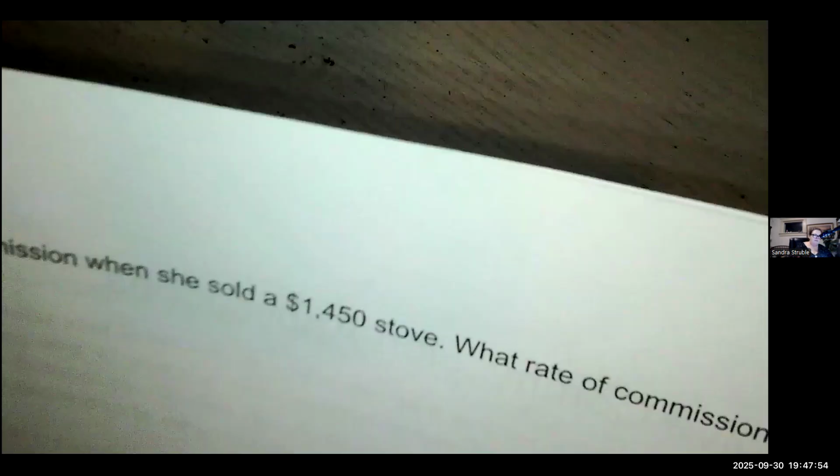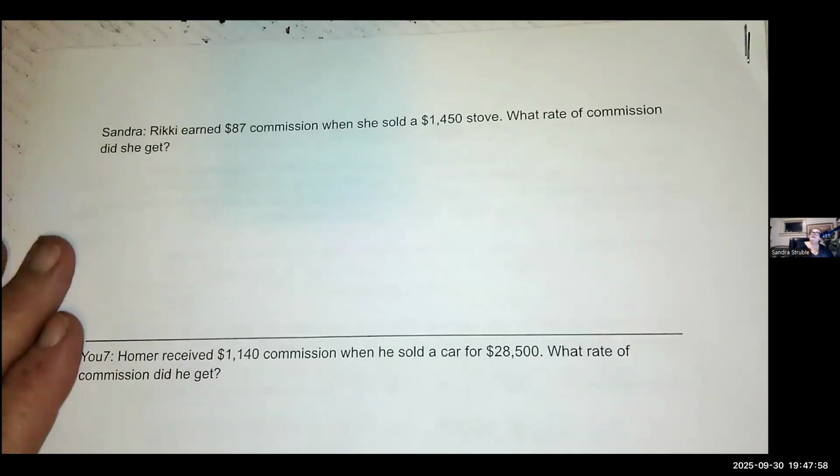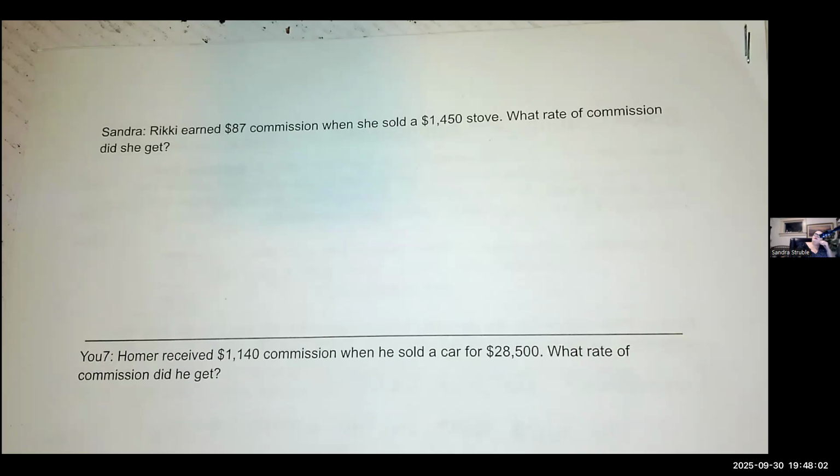All right, let's go to the next one. Now we're going to find the percent, I think. Ricky earned $87 commission when she sold a $1,450 stove. What rate of commission did she get?